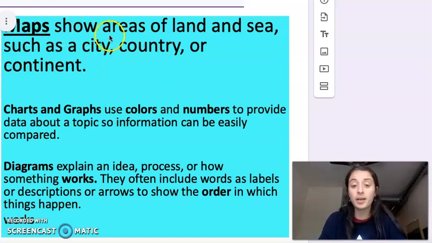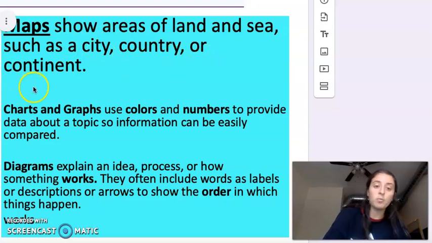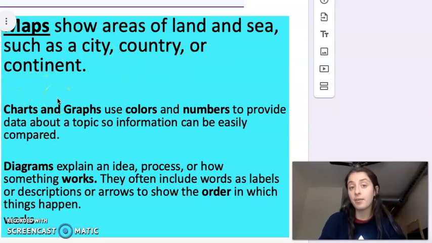So we know maps show areas of land and sea, such as cities, countries, or continents. We know we're talking about the continent of Africa, specifically empires and kingdoms and countries within Western Africa. So that's for maps, and we'll go down and do an example together.